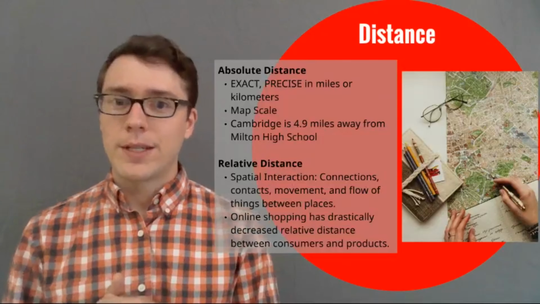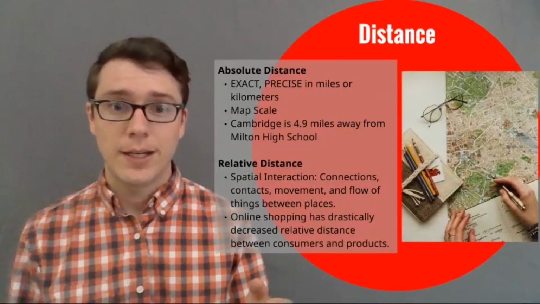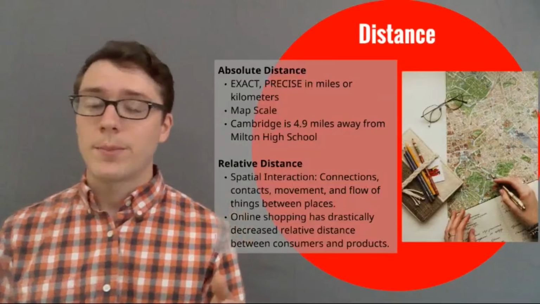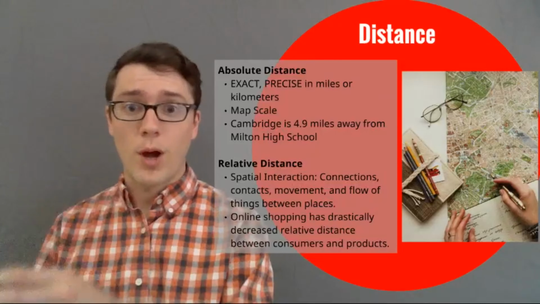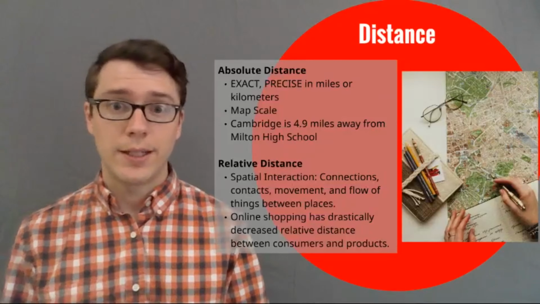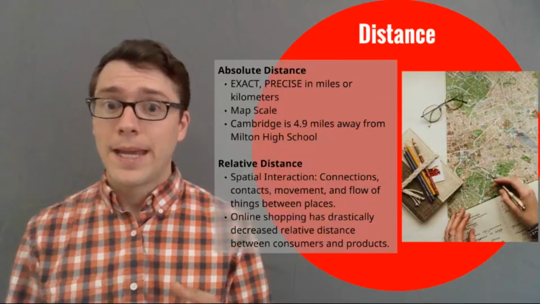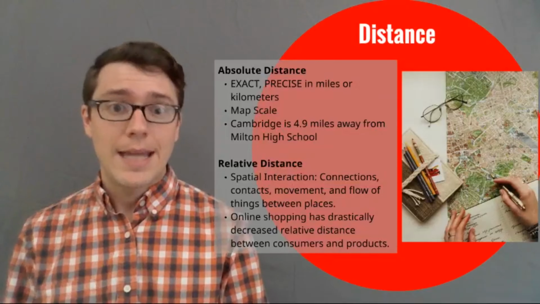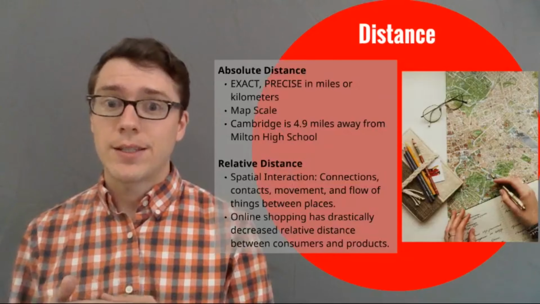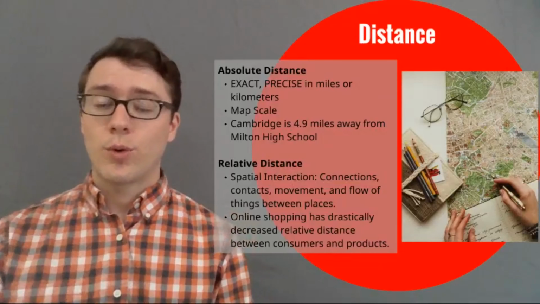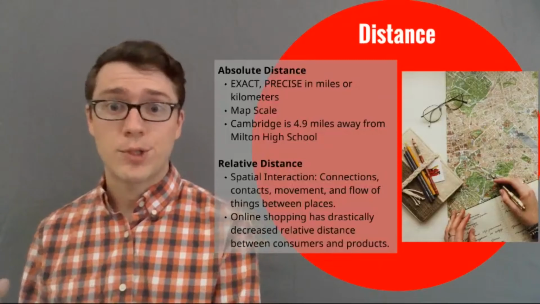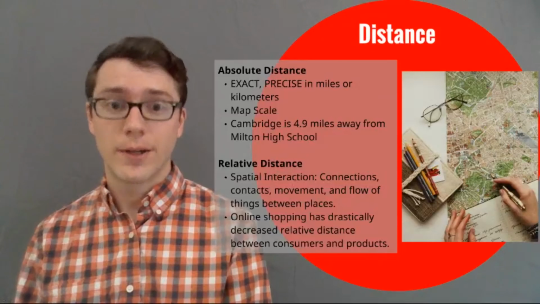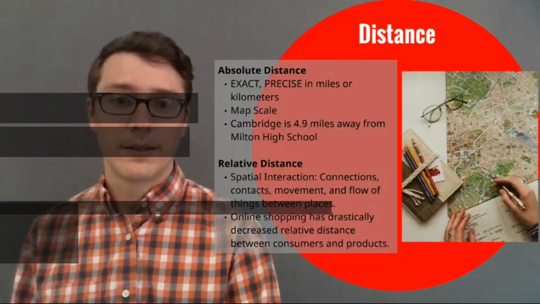The other thing about relative distance is that it changes over time with connectivity. So online shopping is something where the relative distance between products and consumers has changed drastically. If you think about Amazon Prime, it has 2-day or 1-day, sometimes 2-hour delivery. And that means that the relative distance of having to get to a store has changed, where on your front steps 2 hours later, you can have batteries delivered if you need them immediately.